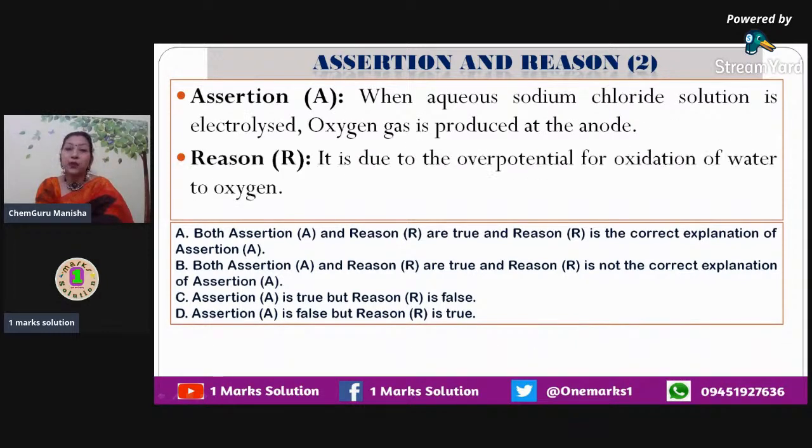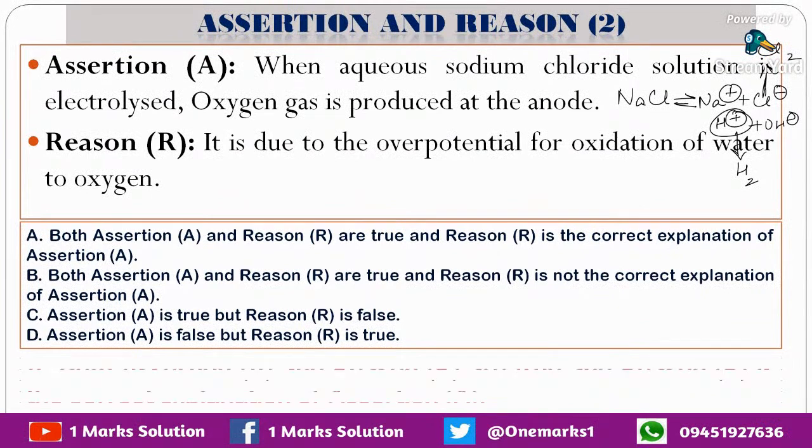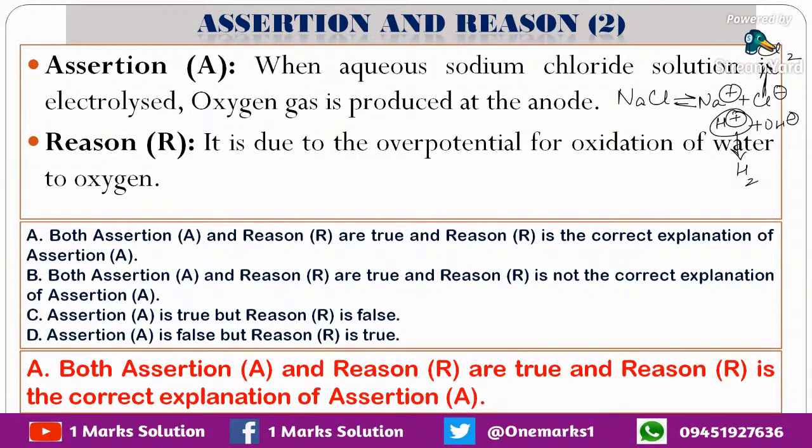The second assertion that we have is: when aqueous sodium chloride is electrolyzed. When you are dissociating NaCl, you get Na positive plus Cl negative. Since it is an aqueous solution, you also get H positive and OH negative. Now this H positive will give you H2 and this Cl negative will give you Cl2. Then there is this overpotential thing, right? Overpotential, you understand? The reason is due to the overpotential of oxidation of water, and that's absolutely correct.